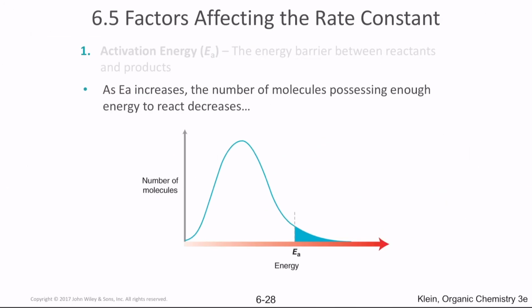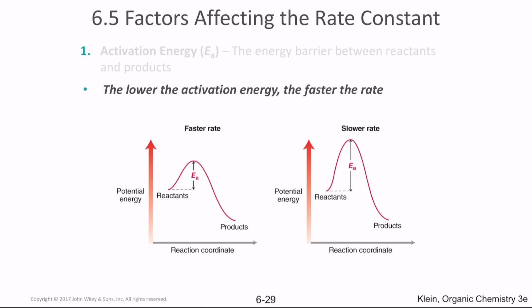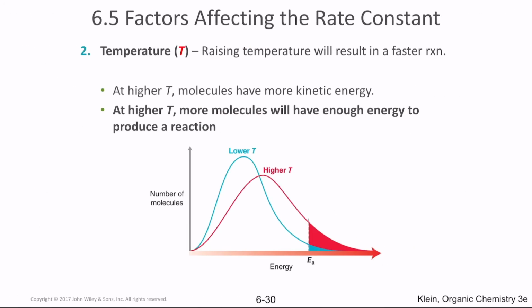Now when you increase the activation energy, you decrease the number of molecules that have enough energy, which means it also decreases the rate of reaction. The only way we can increase the rate of reaction is to lower the activation energy. The lower the activation energy, the more molecules are able to cross the barrier. If you have a high activation energy, it means that fewer molecules will be able to cross that barrier to undergo the formation of the product.